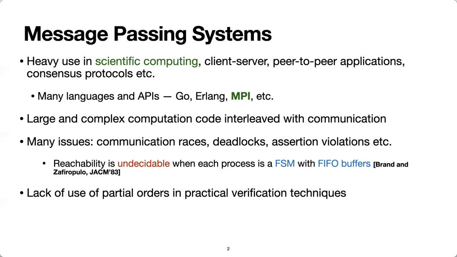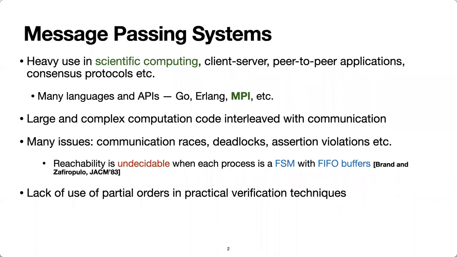One typical trait of these systems is that there's large computation code, which is often interleaved with communication code. And if the computation and communication are not well synchronized, then you may see a lot of issues such as silent data corruption, communication races leading to deadlocks, and so on and so forth. Many of these properties, if you want to find them in programs, you would cast them as reachability properties. And it was rather unsurprisingly shown way back in 1983 that reachability is undecidable for such communicating sequential processes, even when they are FSMs operating on FIFO buffers.